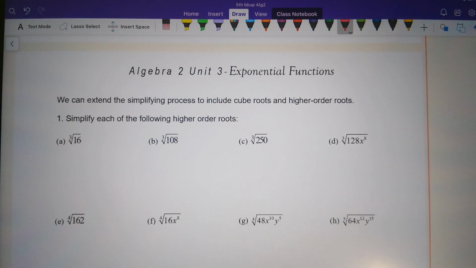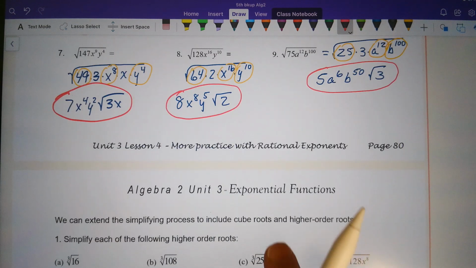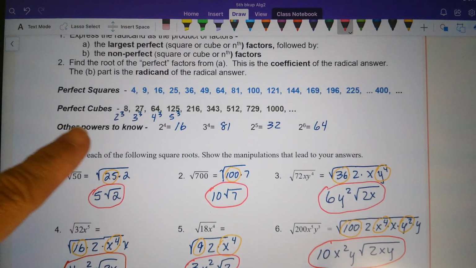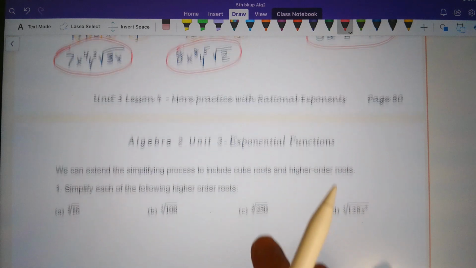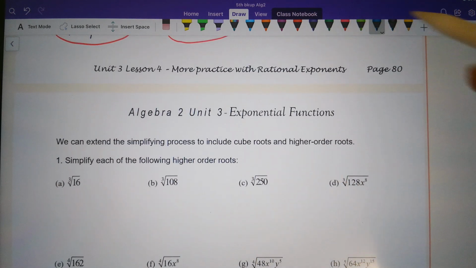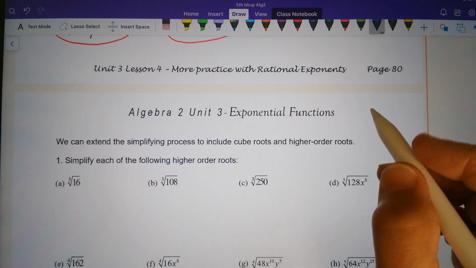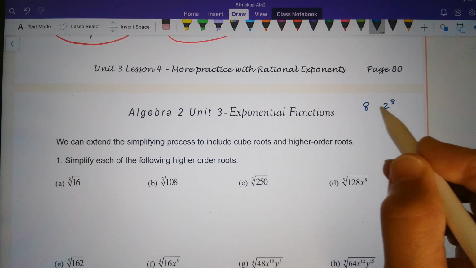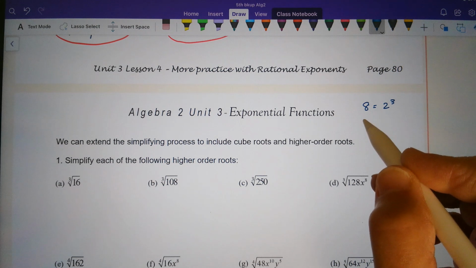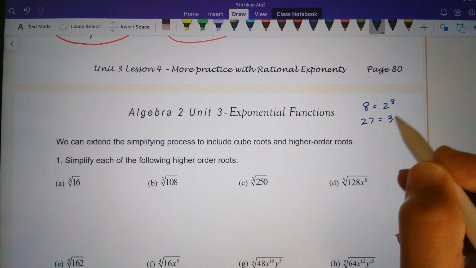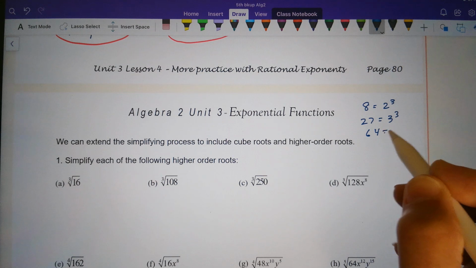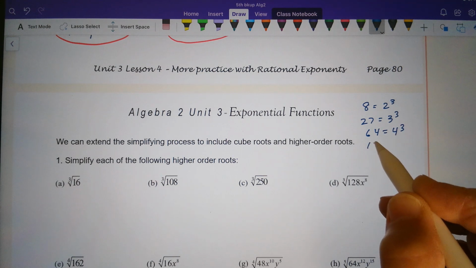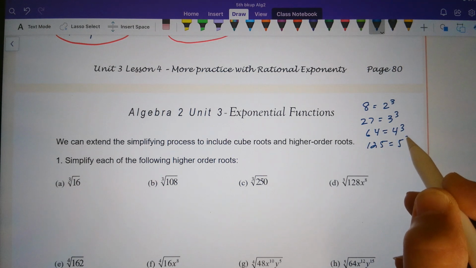Here we have some higher order roots, right? The cube root of 16. So remember our perfect cubes: 8, 27, 64, 125. If I'm looking at cubes, I'm just going to write that down on this page. The cube root of 8 is 2, 27 is 3 cubed, 64 is 4 cubed, 125 is 5 cubed.